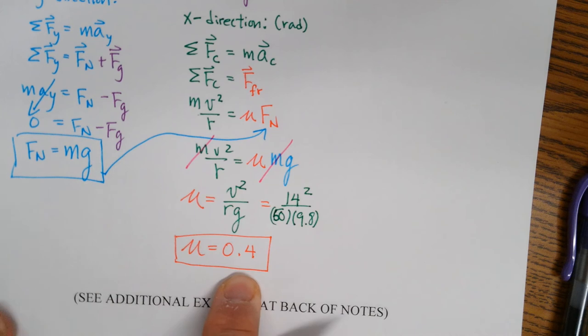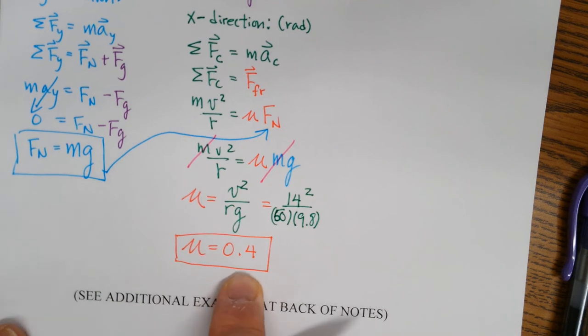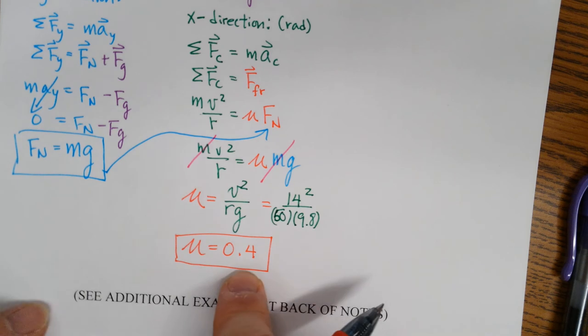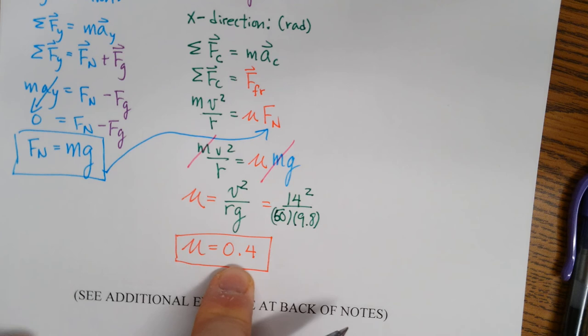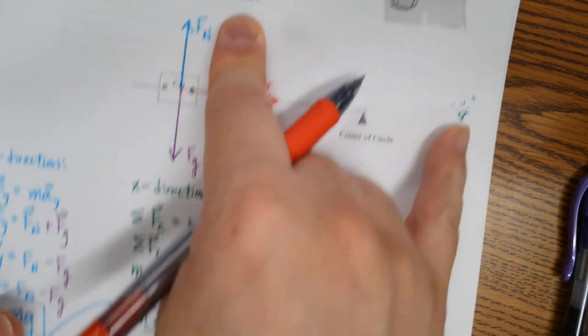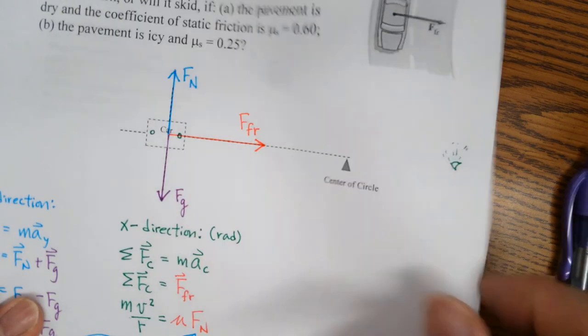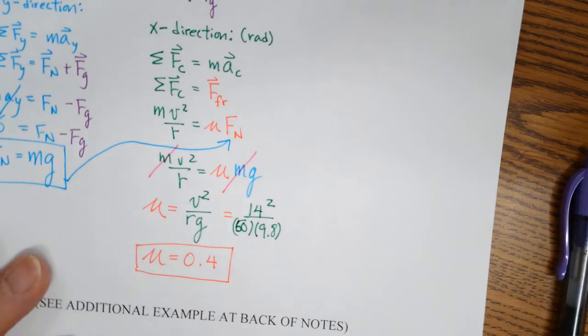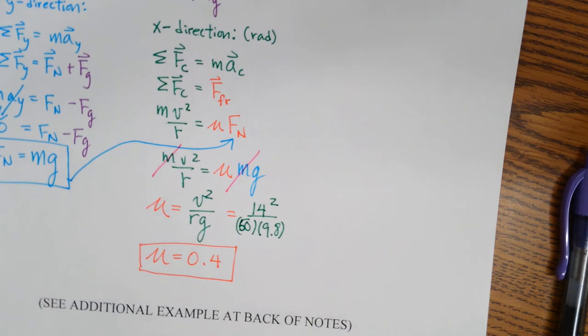So, are we safe on a dry pavement? Yes, we're definitely safe on a dry pavement, because you're going to need a minimum of 0.4 coefficient of friction to negotiate that turn. But what about when it's icy with 0.25 coefficient of friction? You're going bye-bye, right? Your car is going to just skid off the road.